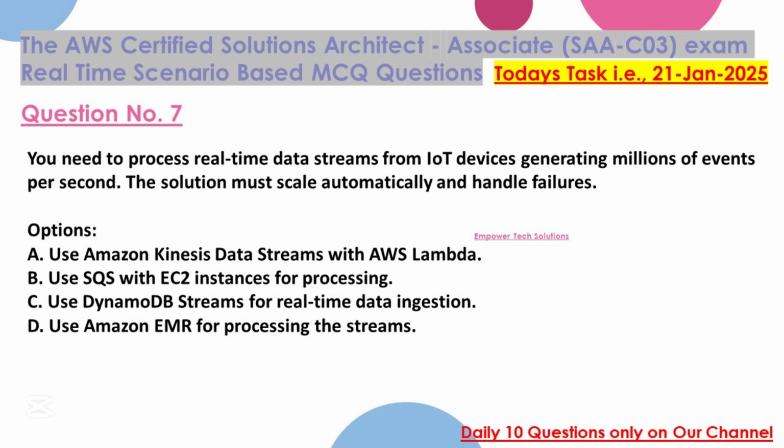You need to process real-time data streams from IoT devices, generating millions of events per second. The solution must scale automatically and handle failures. Options: A. Use Amazon Kinesis Data Streams with AWS Lambda. B. Use SQS with EC2 instances for processing. C. Use DynamoDB Streams for real-time data ingestion. D. Use Amazon EMR for processing the streams.